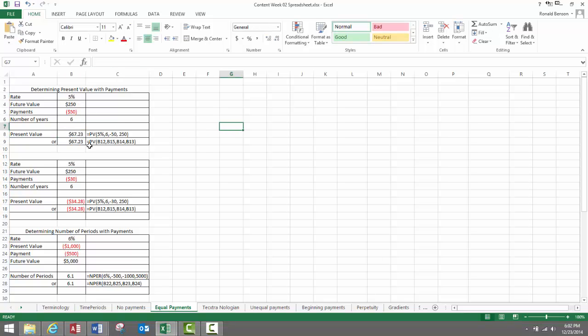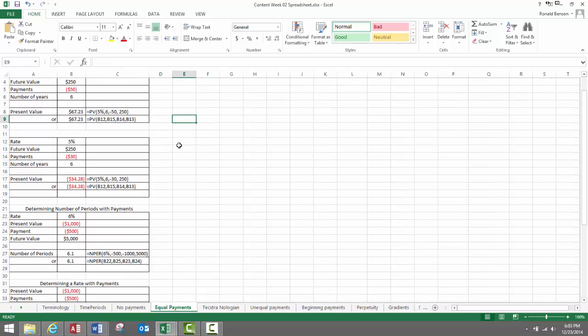That we receive $67.23 up front, make $50 payments for 6 years, and receive also $250 at the end. So we say, gee, we don't need to receive it at the beginning. We want to start depositing, not receive.